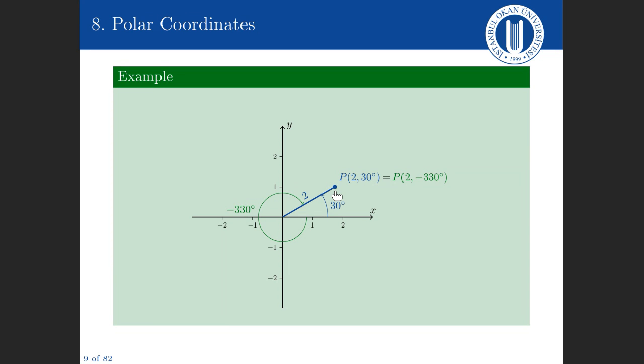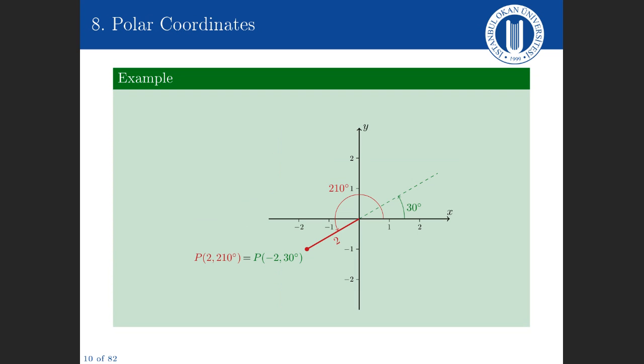Then our ruler would end up in the same place. So we could say that this point has polar coordinates 2, -330 degrees. And this is true. The polar coordinates 2, 30 degrees is the same as the polar coordinates 2, -330 degrees.